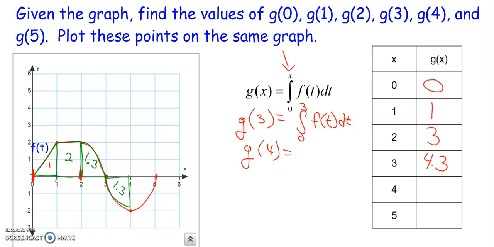Why do I subtract it? Because it's underneath the x-axis. Anytime it's underneath the x-axis, it's considered to be a negative area. So then what's the area under the curve from 0 to 4? 3. That's where we were. And what do you think the area under the curve from 0 to 5 would be? It'd be 3 minus 1.3, so 1.7. So far, so good. Any questions?